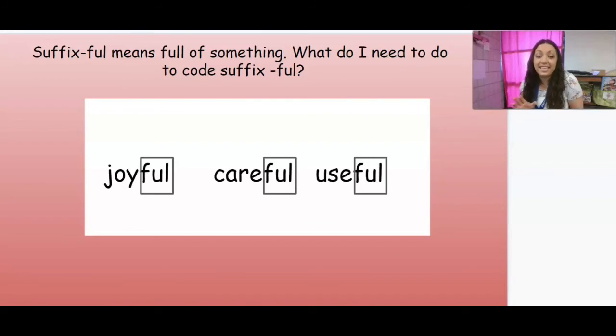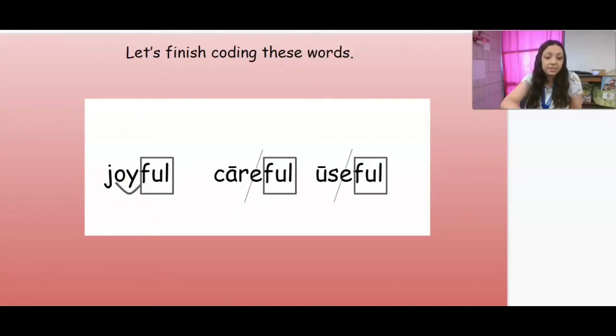So you can see that we code suffix ful just like we code other suffixes. We're going to box it off, okay? And then do you think it is a vowel suffix or a consonant suffix? It's a consonant suffix because it begins with F. And then you can see how we coded the rest of the words. On joy, joy is really easy to code because all it has is that OY diphthong that we're just going to arc together. Careful, remember, is that A sneaky E. Useful is that U sneaky E.